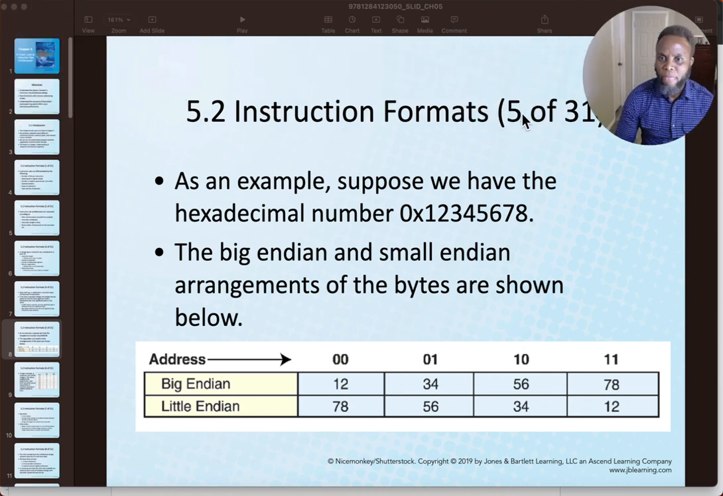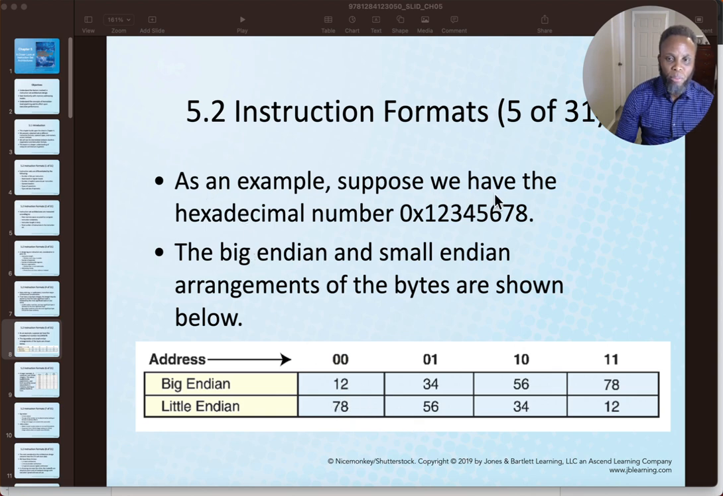Let's put it there. So how does Indianness impact the memory address? So here's what I was talking about, right? In Big Indian, the most significant byte is represented on the left side, and in Little Indian, the least significant byte is represented here.